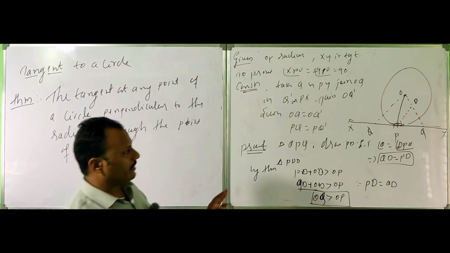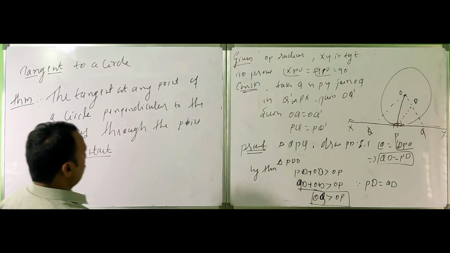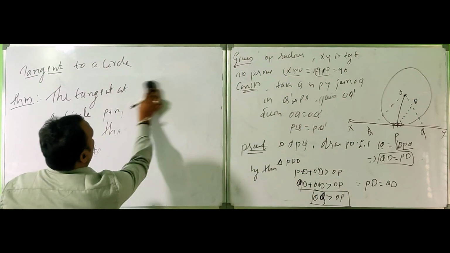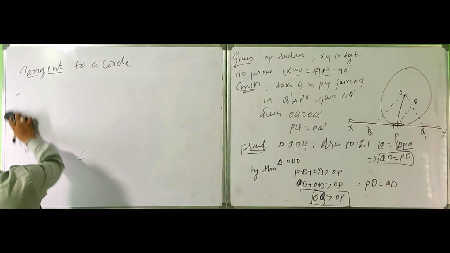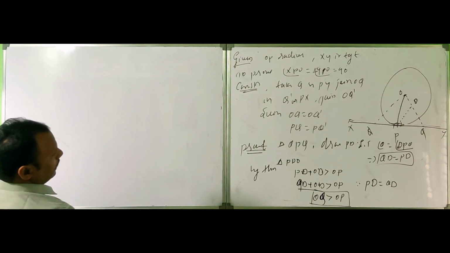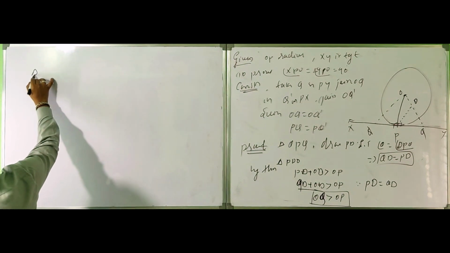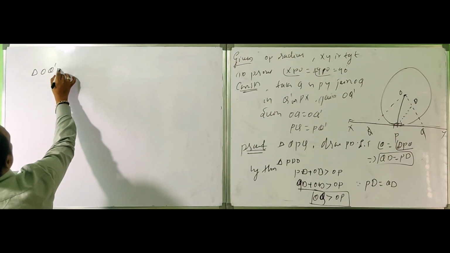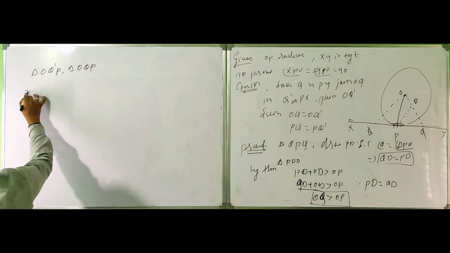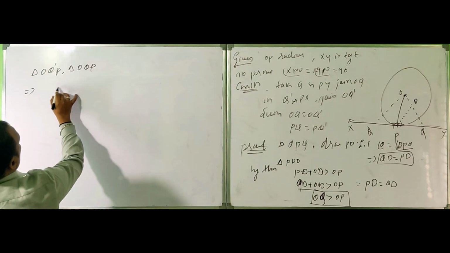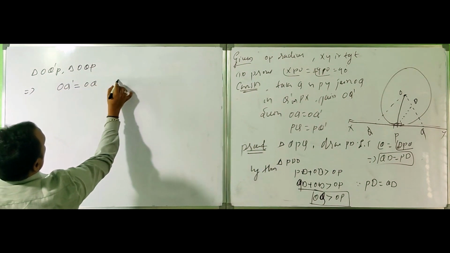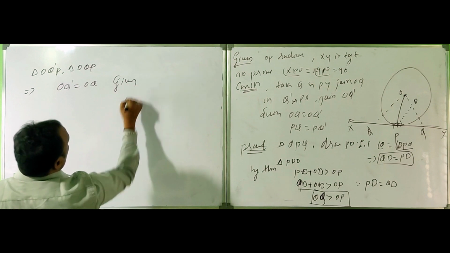Then you have to show the triangles. Again, you have to prove the similarity, in triangles OQ dash P and OQP. OQ dash is equal to OQ, given by construction.